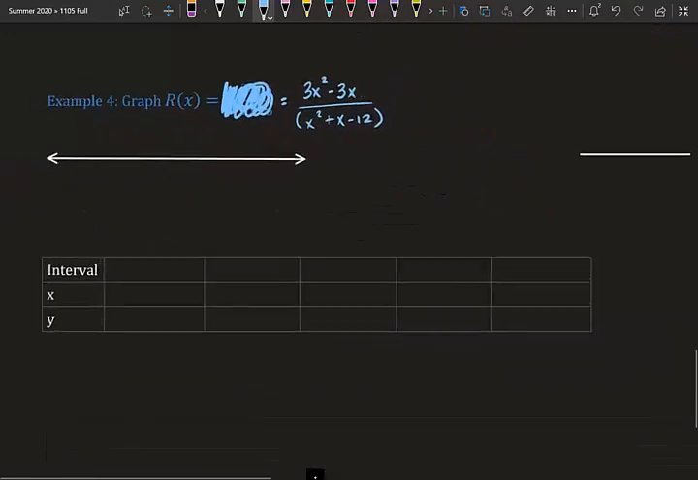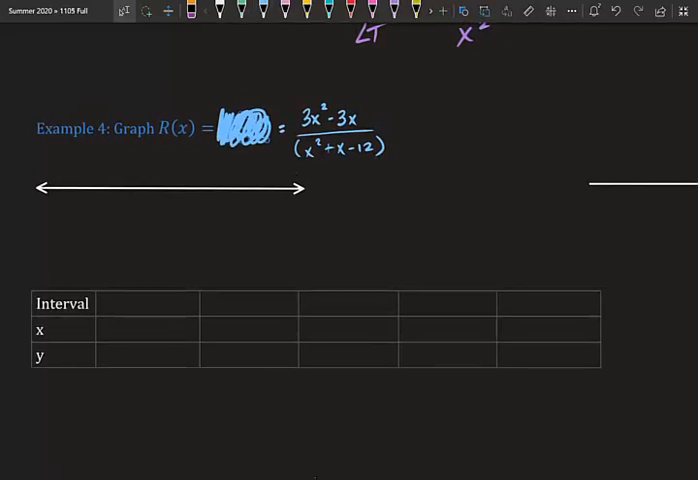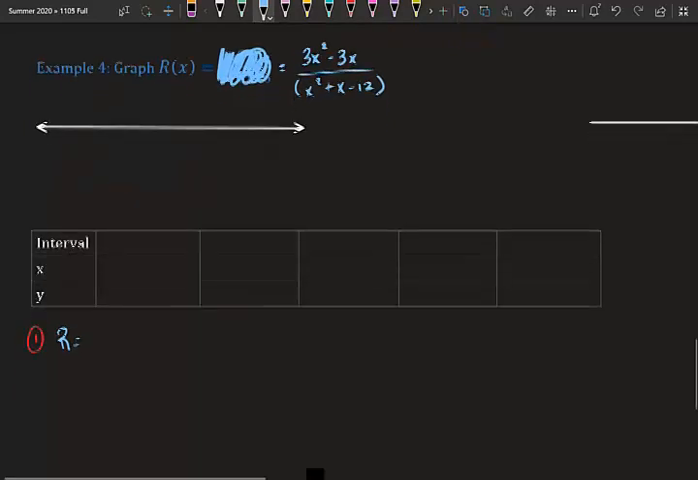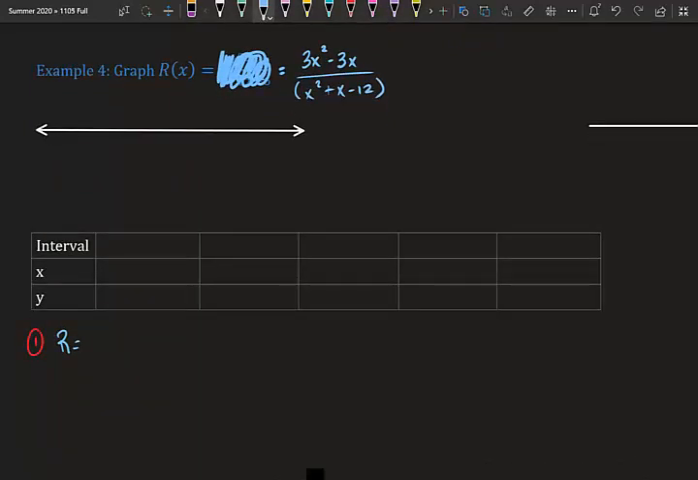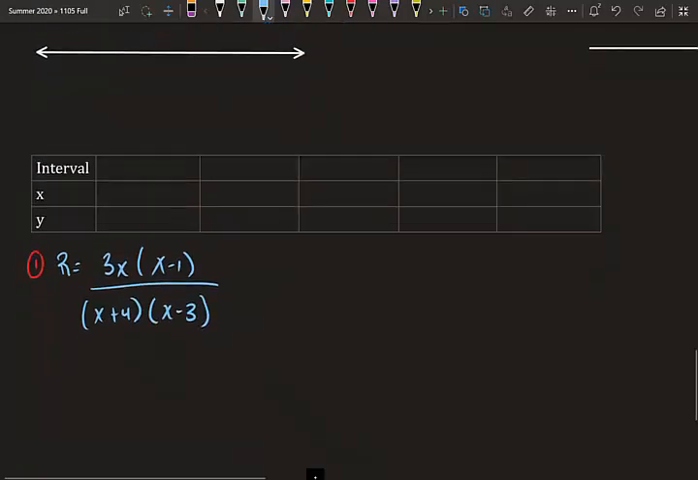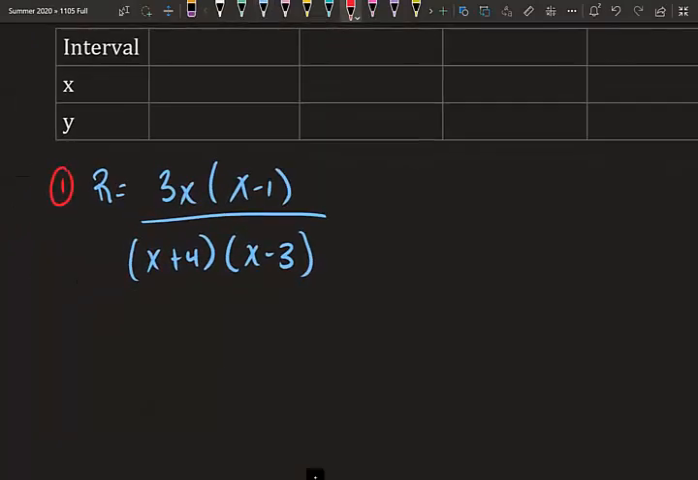All right, I really hope you paused and tried this. Let's do it. So first step, we got to factor. We have r equals, we can factor the top because they have 3x in common, so we can take a 3x out. And when we do, we're left with x minus 1. And on the bottom, we can factor that into x plus 4, x minus 3. All right, so we factored it. We cannot simplify, so let's go ahead and find our domain.